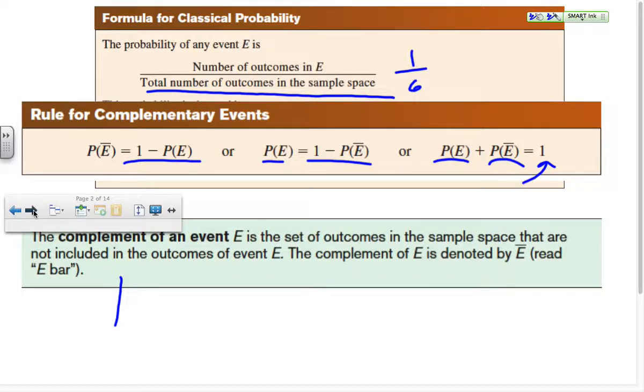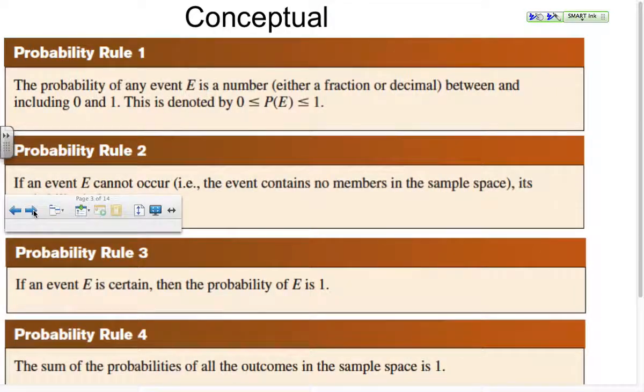Let's go to the next set. There are 4 rules here. I thought there were 6, but maybe there's only 4. That may be a different lesson.